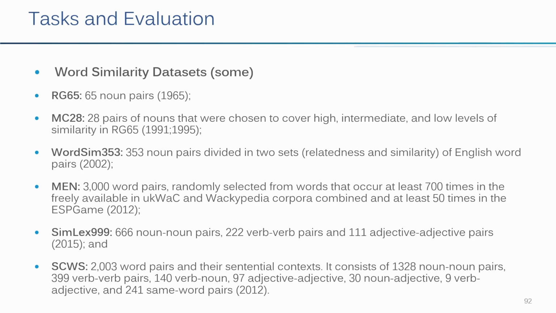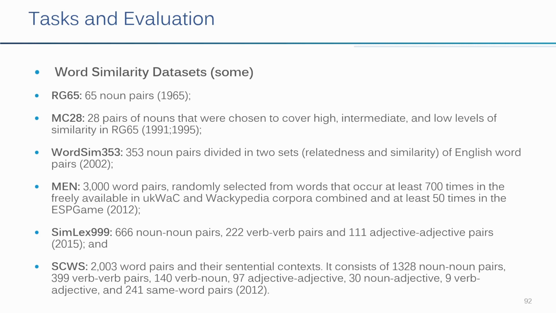The MEN dataset, MEN 3000, is actually called that for its 3,000 word pairs that occur at least 700 times in these two resources that we have, UKWAC and Wikipedia. And these words also had to appear at least 50 times in the Space Game 2012. Some more complex datasets: there's SimLex999, which is composed of nouns, verbs, and adjectives.